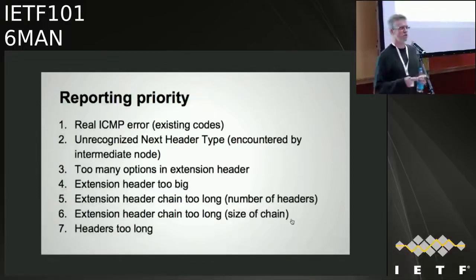So given all these errors, we can define a reporting priority. The priority basically goes from existing ICMP errors, unrecognized next header type, too many options, extension header too big, and then the header chain too long for number of headers, header chain too long for number of bytes, and then just headers too long. So trying to go from most specific to least specific. So the idea is if multiple errors apply in the same packet, the node should send the one that gives the most specific error message.